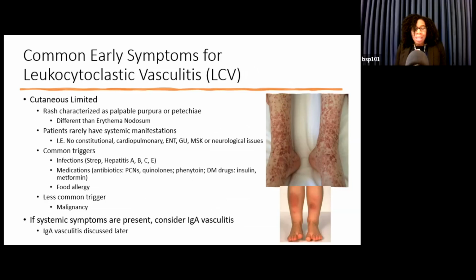Now, another less common trigger, but definitely important to note, is malignancy. And I've seen this a few times in the last few months. So it's very important to keep in mind, especially in patients who have some constitutional symptoms and this rash, that there may be something else going on. Additionally, if a person has this rash and they have other constitutional symptoms, or they have GI symptoms, or it just seems like there's more than just a skin rash going on, it may be IgA vasculitis, and we'll discuss that a bit more later.